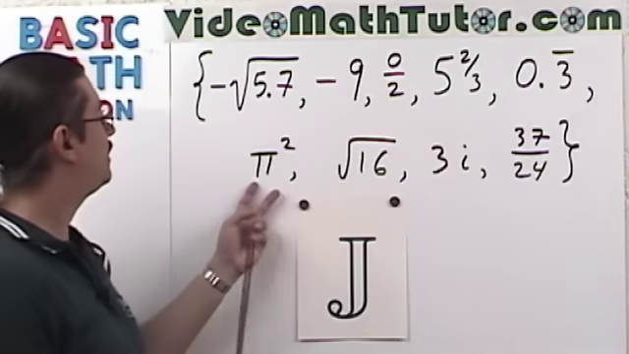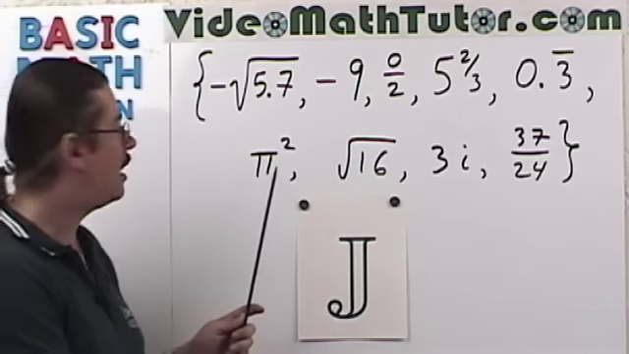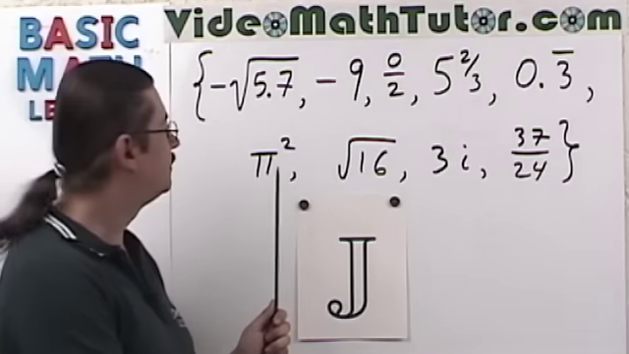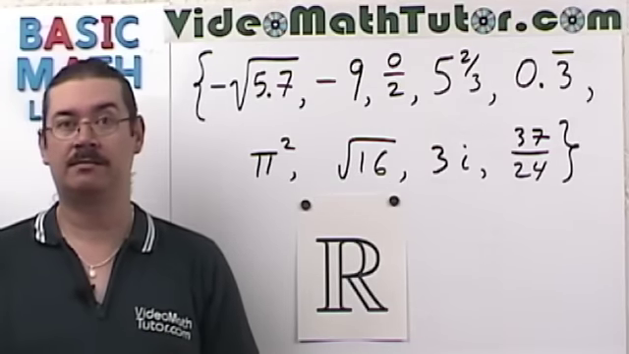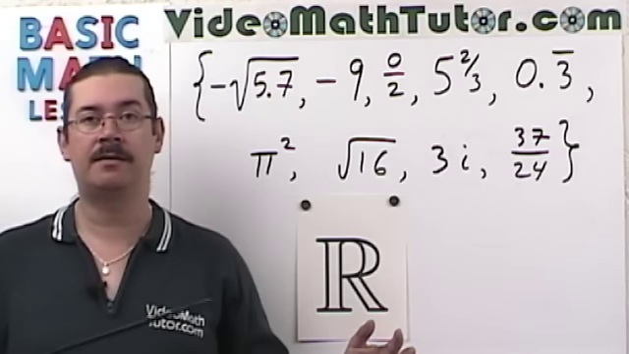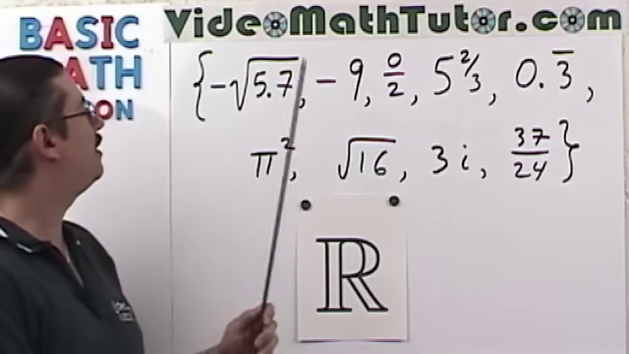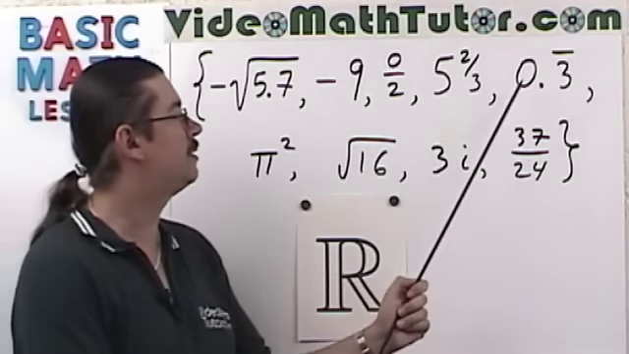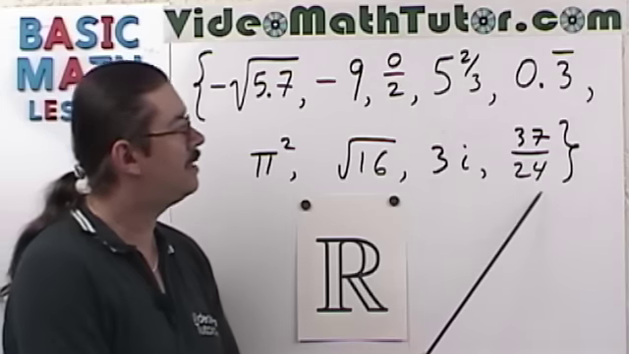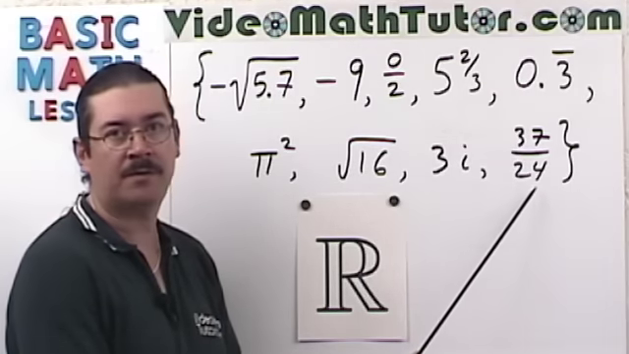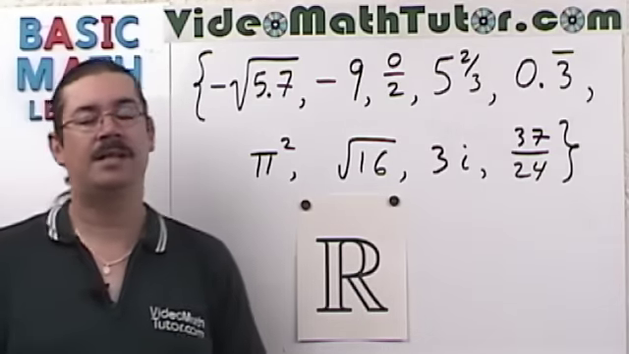Are there any others? Yes, right here, pi squared. If you're not sure what pi squared is, again, just type that in your calculator. And it's a really messy number. Any others? No. That's it for now. Now, which of these are real? Well, pretty much everything we talked about so far that you've written down is a real number. So the negative square root of 5.7, the -9, 0 over 2, 5 and 2/3, 0.3 forever, pi squared, square root of 16, and this number right over here, 37/24. The only one that's not a real number is your 3i.